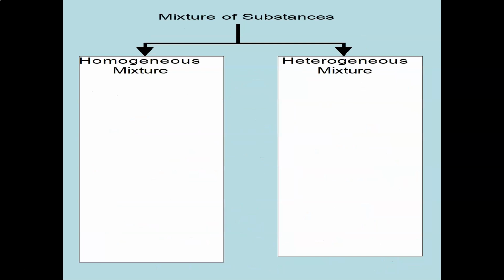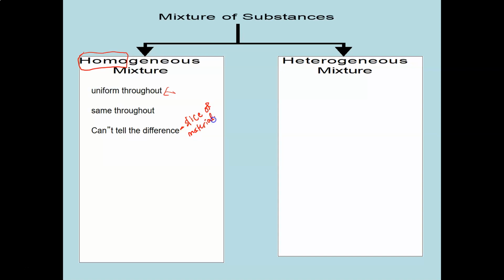All right, let's talk about the different types of mixtures, and then we're going to talk about separating the mixtures. All right, so the first type of mixture is a homogeneous mixture. Homo meaning the same, or uniform. So this will be uniform throughout. You cannot tell any difference between the material as you slice through the material. So that's why it says you can't tell a difference. If you slice through the material, it's the same. There's no differentiation of it.